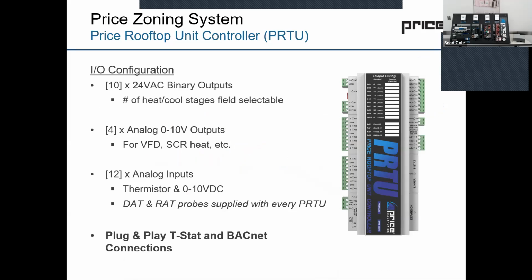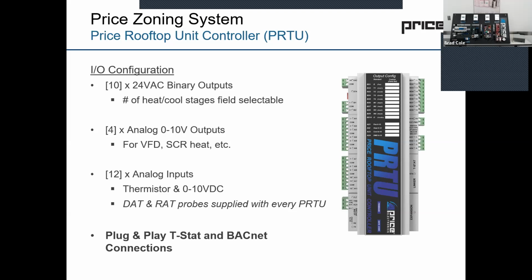You probably won't find a rooftop that has that amount, but if it did, we have the capacity to handle it. It also has 4 analog outputs, one for a VFD, one for an analog heating valve, one for a cooling valve. So this is where we can tie into a VAV type rooftop, or an air handler that's on the roof. We did this up in Ontario, Canada with some engineered air units, and we use the analog outs to control the air handler or rooftop.